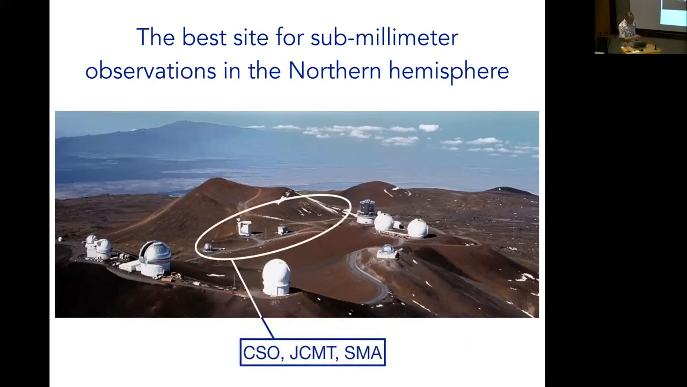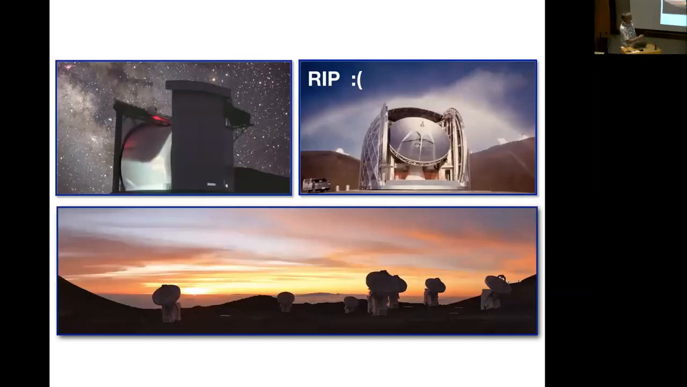And submillimeter astronomy was pioneered on this mountaintop with the Caltech Submillimeter Observatory and the James Clerk Maxwell Telescope. This photo was taken as the SMA building was being built, but before the antennas were out on the site there. Okay, so here's a close-up of all of these. JCMT is a 15-meter telescope. CSO was a 10-meter telescope.